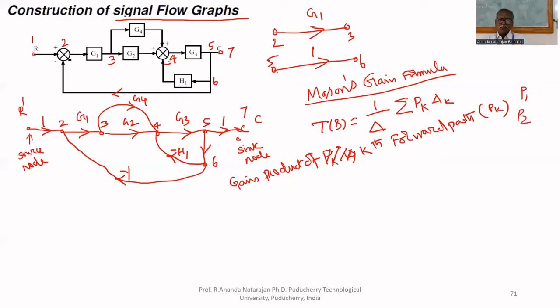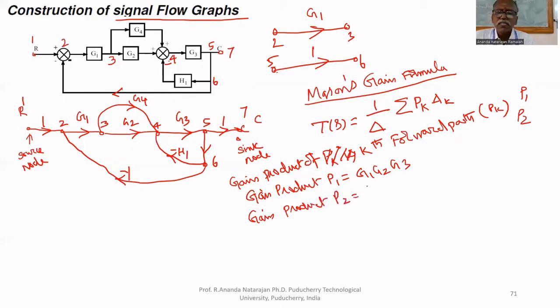The gain product of the first forward path P1 equals G1, G2, G3. Whatever the weight there, we have to multiply. That's all. The gain product for the second forward path P2 equals G1, G4, G3. That is Pk. We got Pk.